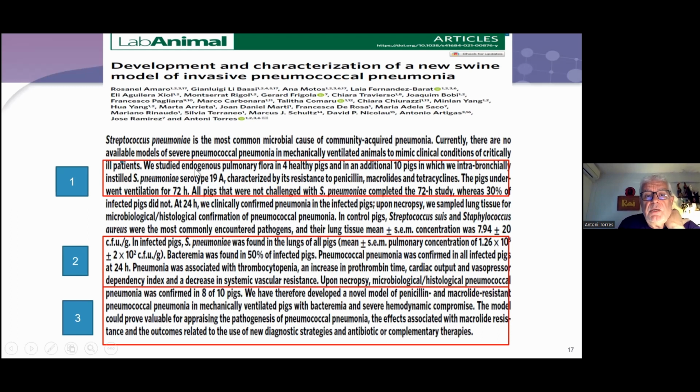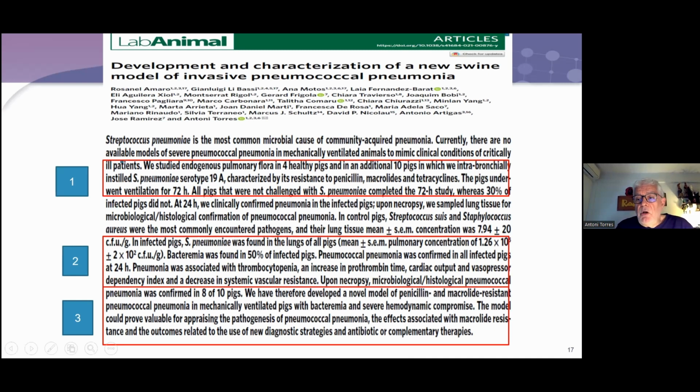And then we studied endogenous flora in 4 healthy pigs and in 10 additional pigs with intrabronchial instillation of Streptococcus pneumoniae serotype 9V, a strain characterized by resistance to penicillin, macrolides, and tetracycline. The pigs remained ventilated for 72 hours, and in most of the lungs studied at necropsy we found Streptococcus pneumoniae in high concentration, with bacteremia in 50% of the infected pigs. This is important, and pneumococcal pneumonia was confirmed in all infected pigs.